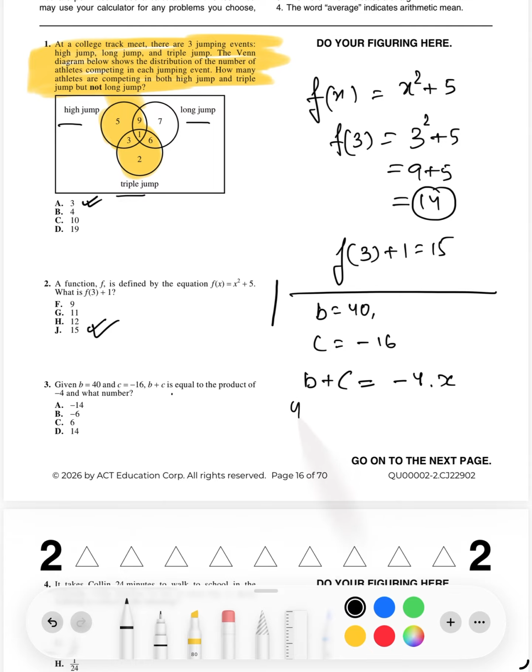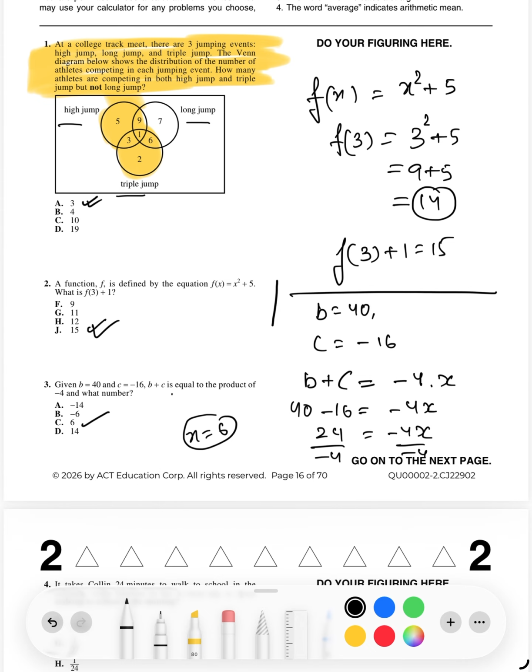b is what? 40. c is what? Minus 16. That is equal to minus 4x. So 40 minus 16 gives you 24. That is equal to minus 4x. Divide by minus 4 on each side. So that gives you x is equal to 6. So the answer for this one is 6. So all three questions are done for this one.